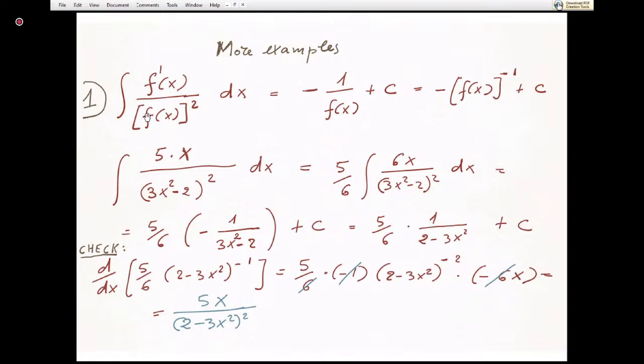It is f of x to the power of -1. So the integral of this is -1 over f of x plus c. Because if you take the derivative of this, you get minus f of x to the power of -1. So if you compute the derivative, it becomes minus -1 f of x to the power of -2 times f prime of x. So apart from the sign here, you have basically the derivative of this function.